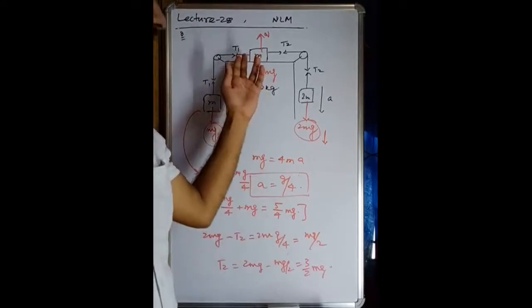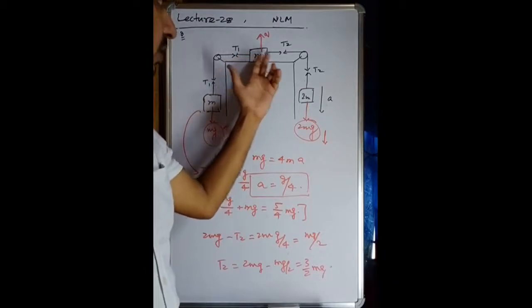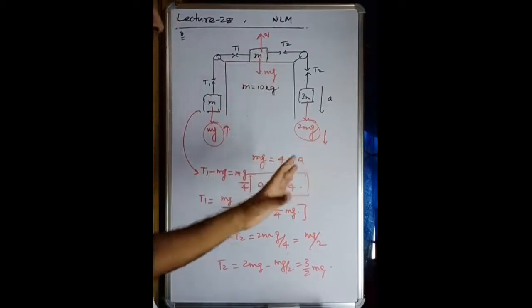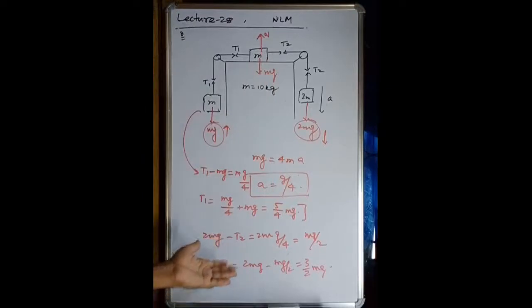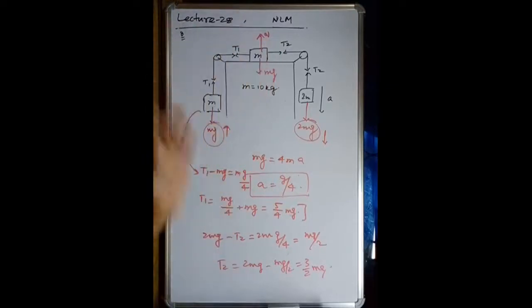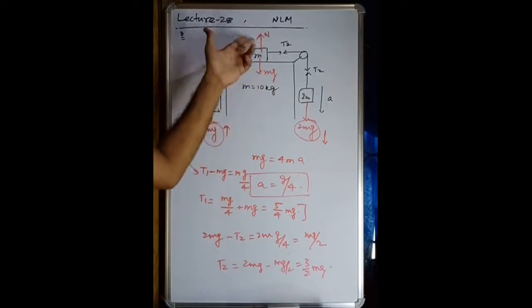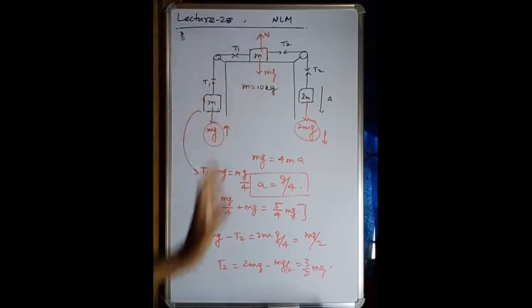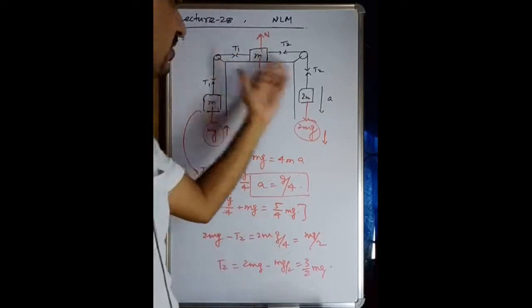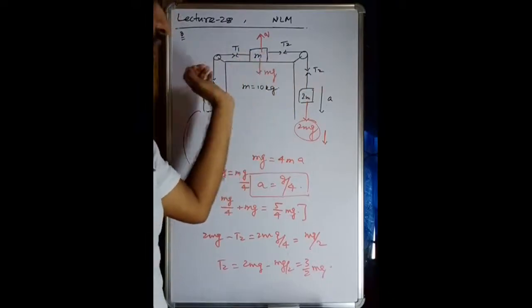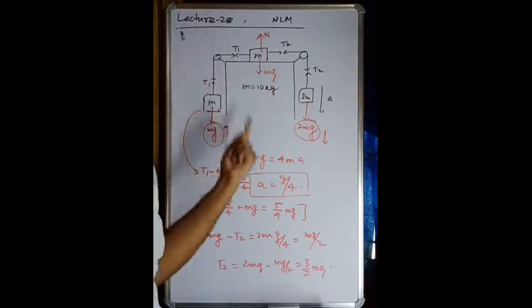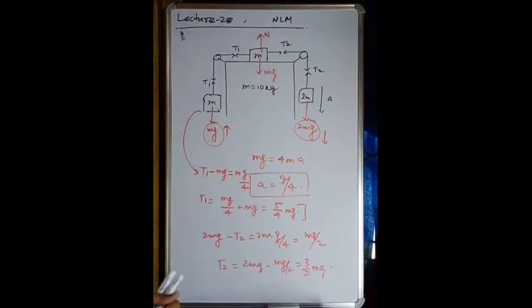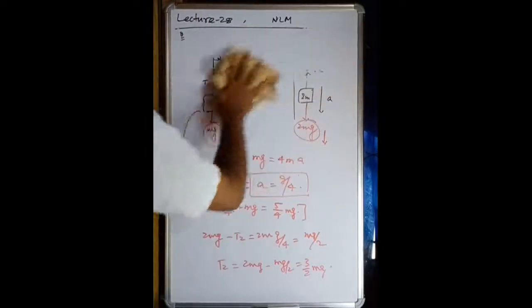Now, for this block, you don't have to write any equation. You have already calculated the tension, remember. If you need to find the normal, then you can write N equals mg. It doesn't matter how fast this body is moving, the normal will not change, because this normal is on the y-axis. Now, let me solve a few more questions.